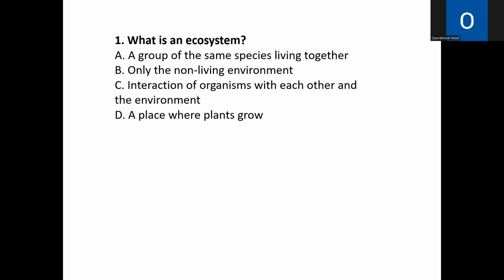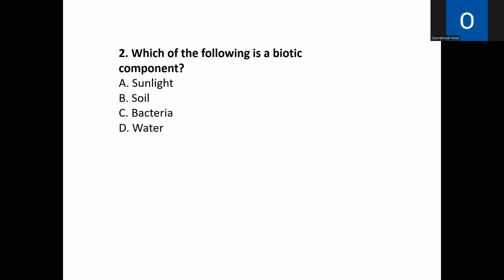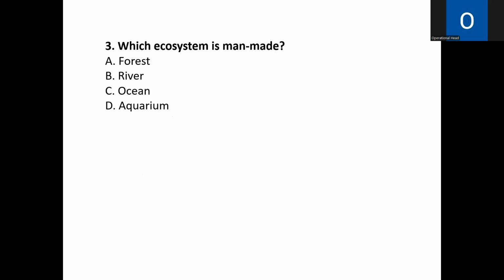Let's do some question time. What is an ecosystem? Take your time, think of your answer. The answer is C, interaction of organisms with each other and the environment. Second question: which of the following is a biotic component? Biotic is the living one. Guess which one is living? It's bacteria, a living thing. Third question: which ecosystem is man-made? Forest, river, ocean, aquarium. It's D. Aquarium is man-made.